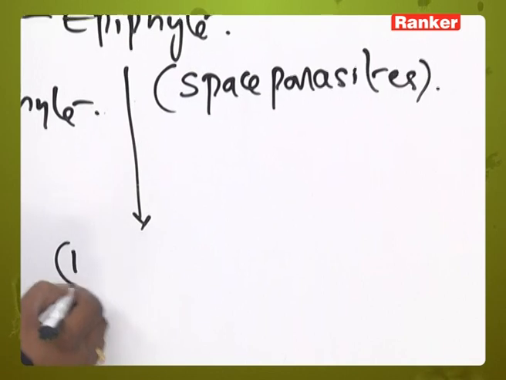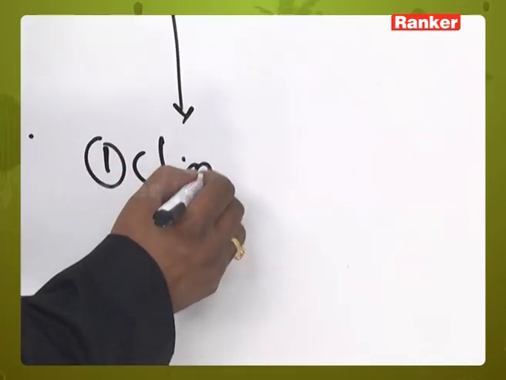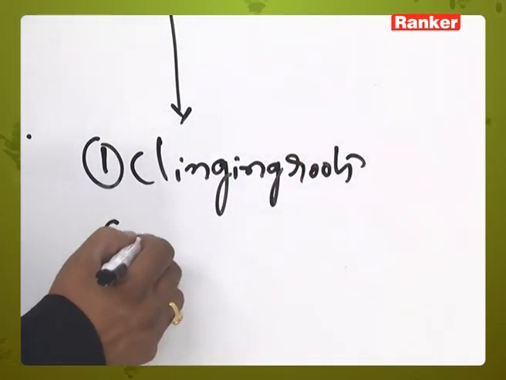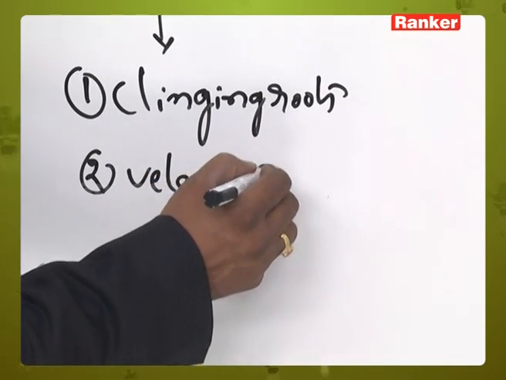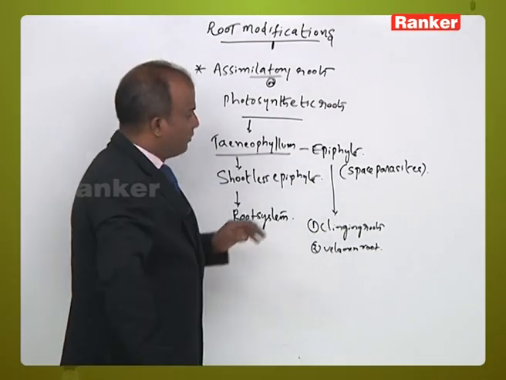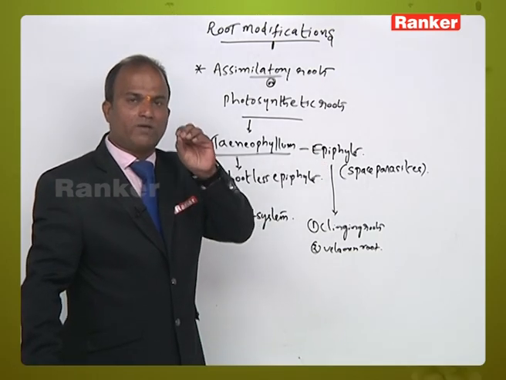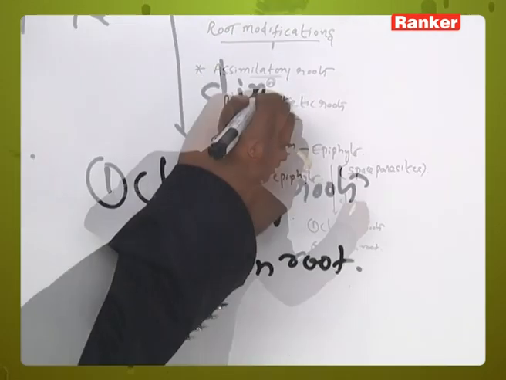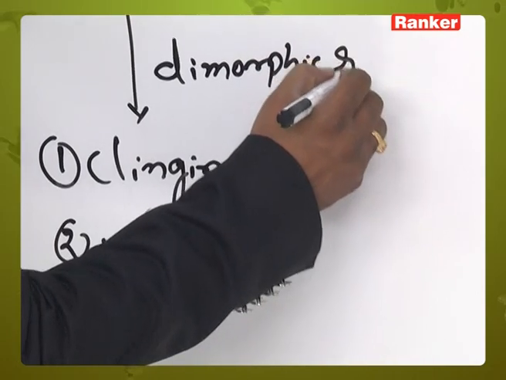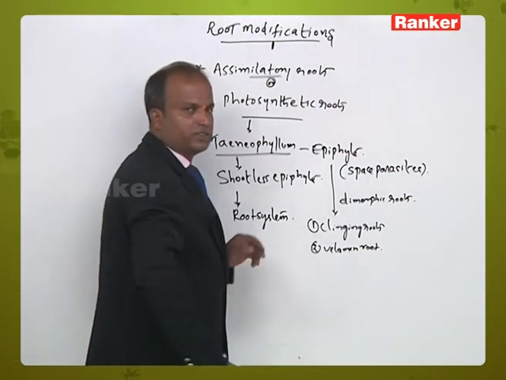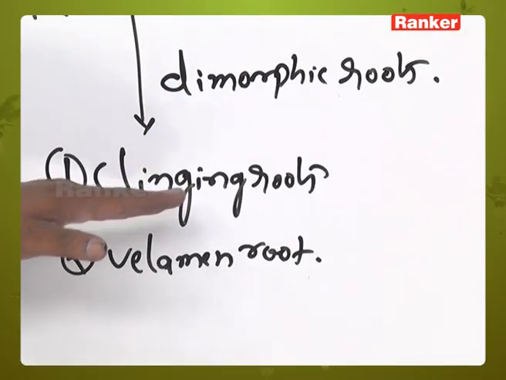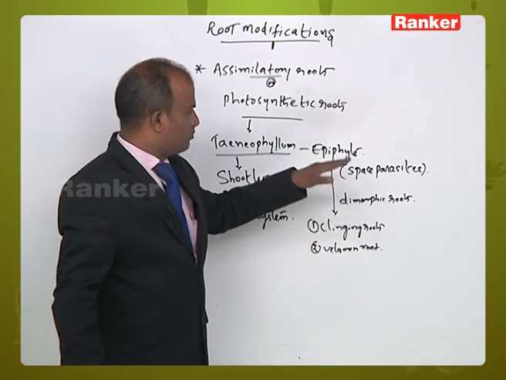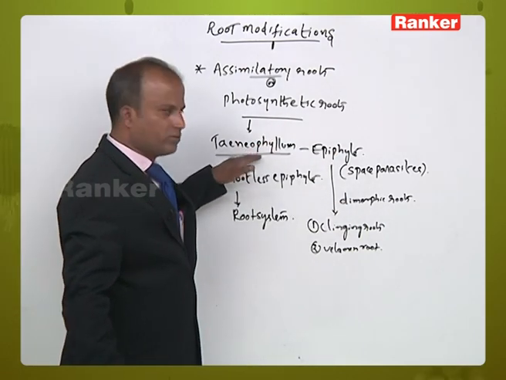One root is the clinging root. Another root is the velamen root. That means this epiphyte also shows dimorphic roots. Yes, it shows dimorphic roots, as it possesses two types of roots, clinging root as well as velamen root. So dimorphic roots can be seen in the epiphyte known as Taeniophyllum.